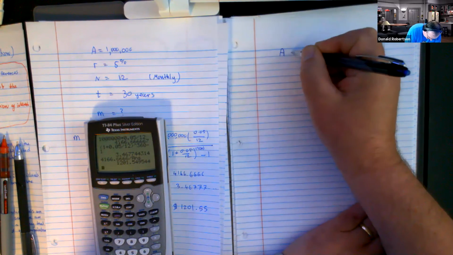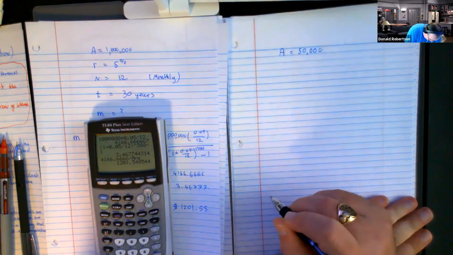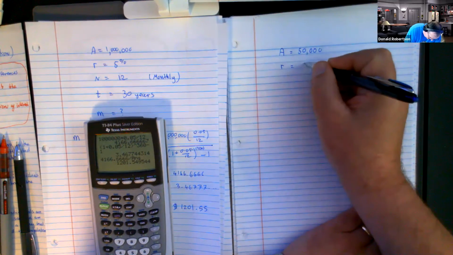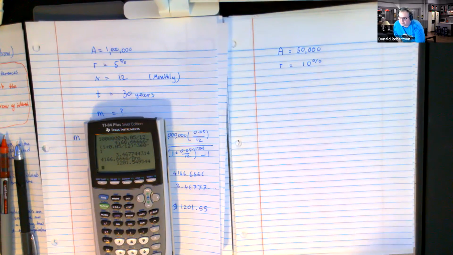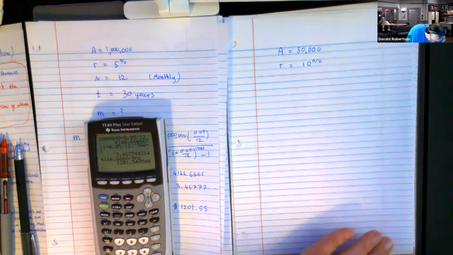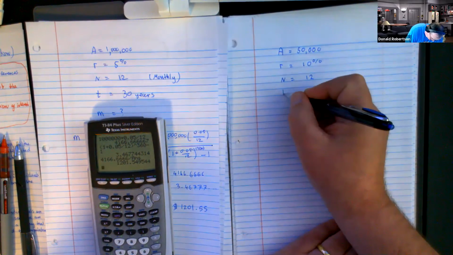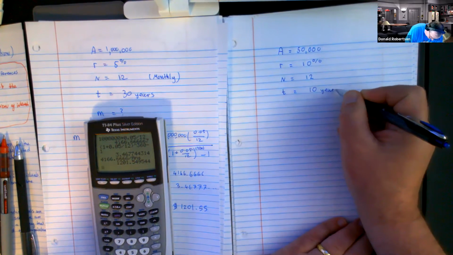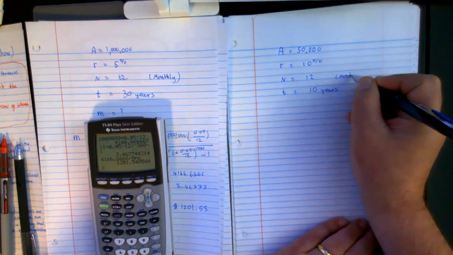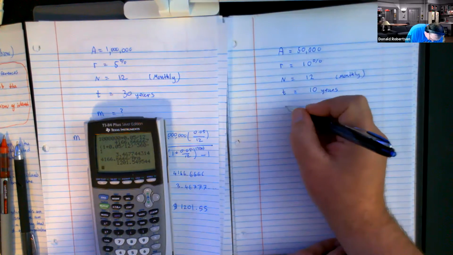I want $50,000. I'm really good, which I'm not, at the stock exchange. So I know I can get 10% interest. You know, a growth rate, 10%, not interest really. I'm going to do it monthly because that's pretty typical. And I'm going to do it for just 10 years. And I'm going to use a sinking fund formula. That way I know which one it is to find M.